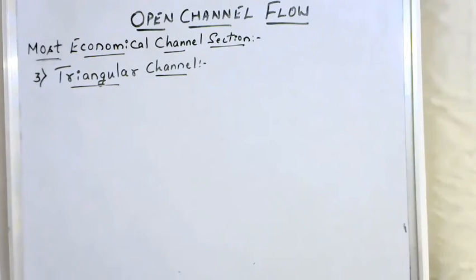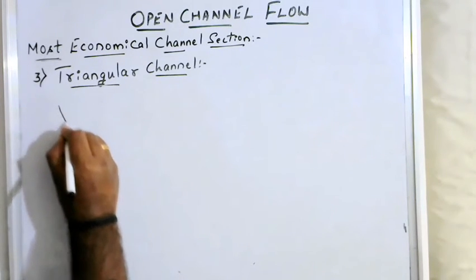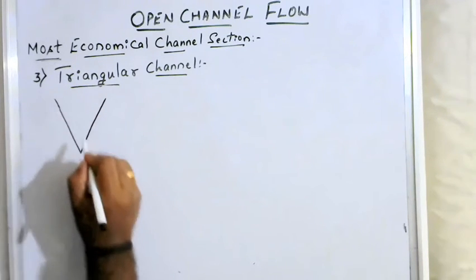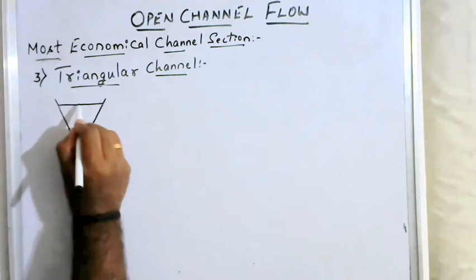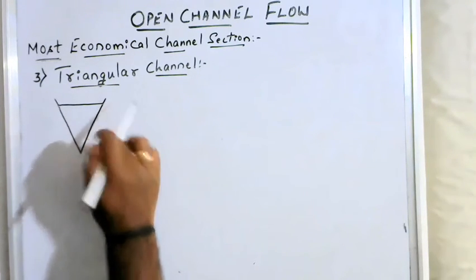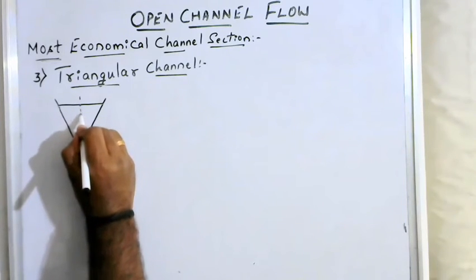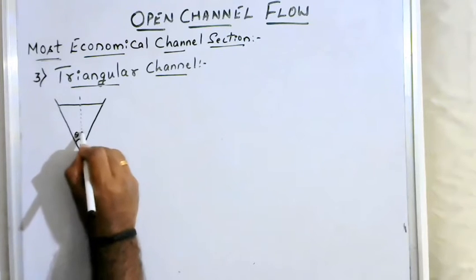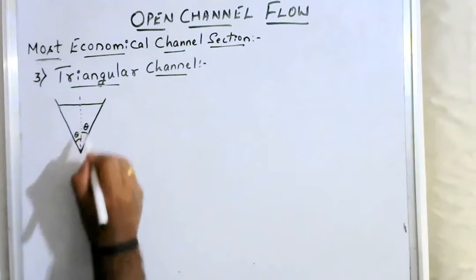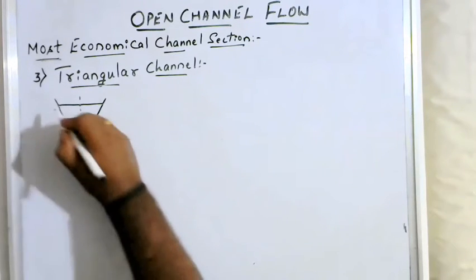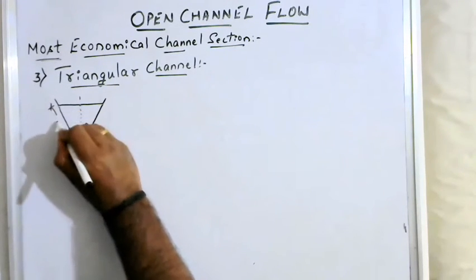The third section, I'll take as a triangular channel section. So I'll consider a triangular channel like this, of equal sides. This is the free surface, and I'll take a center line here. Each subtended angle, I take it as theta. This angle is also theta. The total angle of the triangle should be 2 times theta. And the side slope, I'll take it as small a.